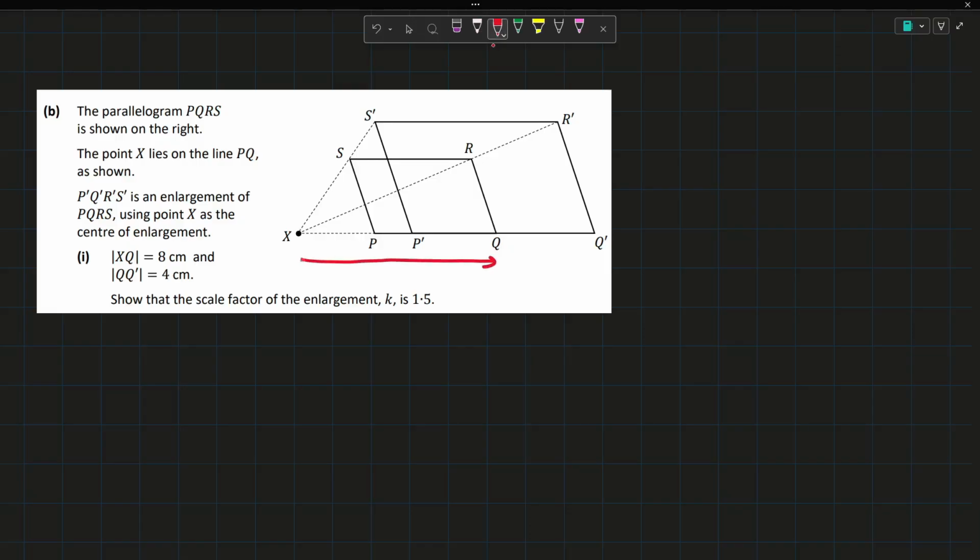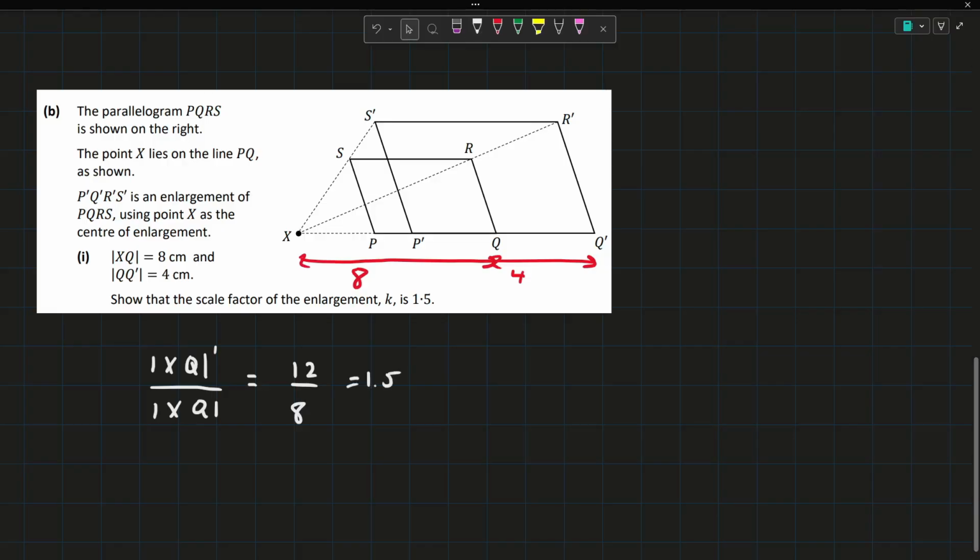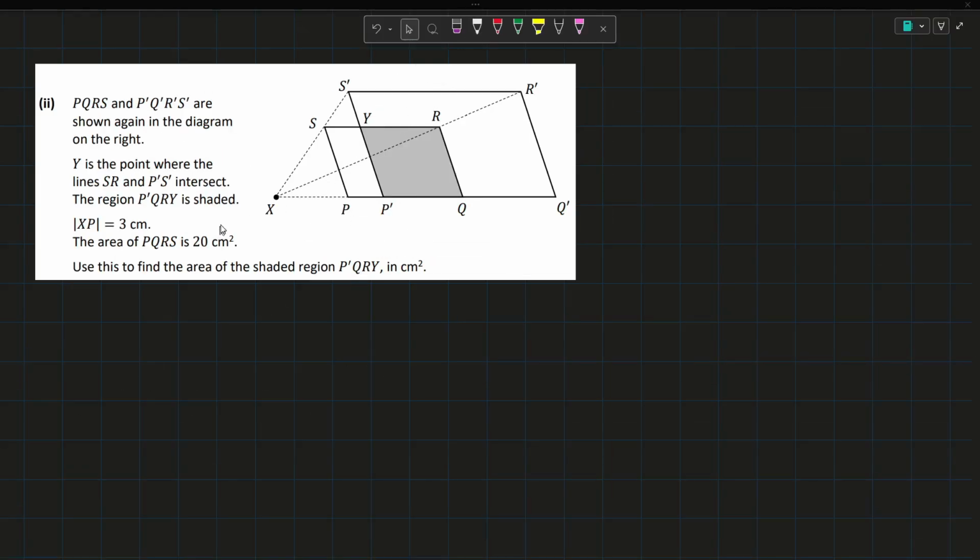So, yep, that's basically what we're going to do. This distance here, we're told, is 8, and this distance here is 4. So the distance from x to Q prime, the new enlarged distance, we divide by the distance from the center of enlargement to the original Q point. The distance from x to Q prime is going to be 12, as you can see from the diagram, and then the distance from x to Q is just 8, and that gives you 1.5. Then we're told some more information: the area of PQRS is 20 centimeters squared. We're also told this distance xP here is 3. And then we're told to find the area of the shaded region.